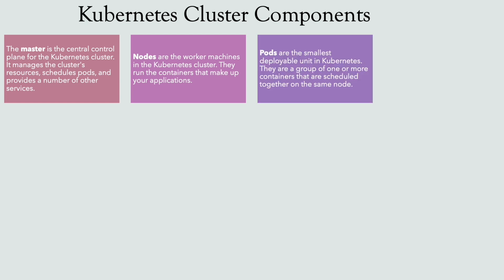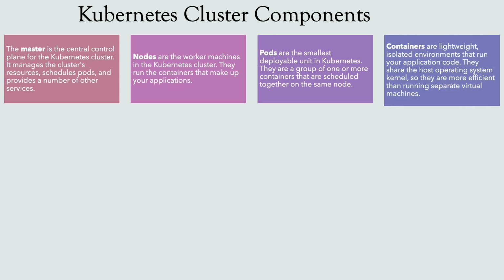The next one is the pod. Pods are the smallest deployment unit in Kubernetes. They are a group of one or more containers that are scheduled together on the same node. So they are kind of an abstraction of containers. And the other is the container. Containers are lightweight, isolated environments that run your application code. The popular container runtime is Docker.